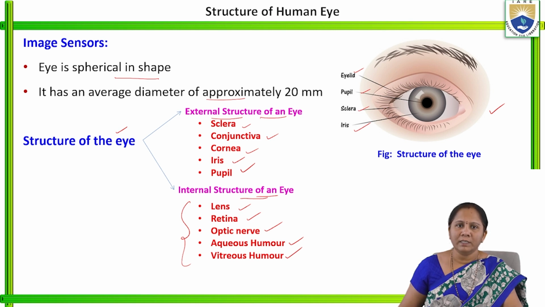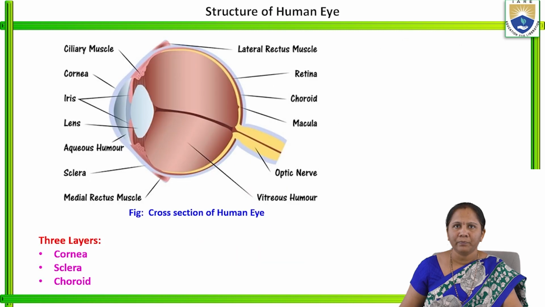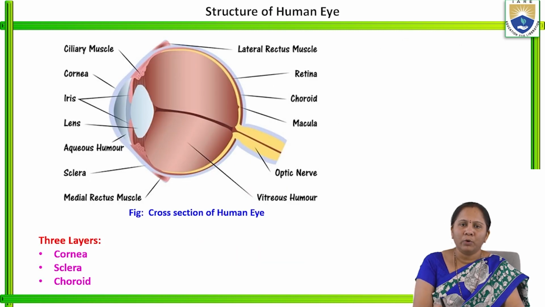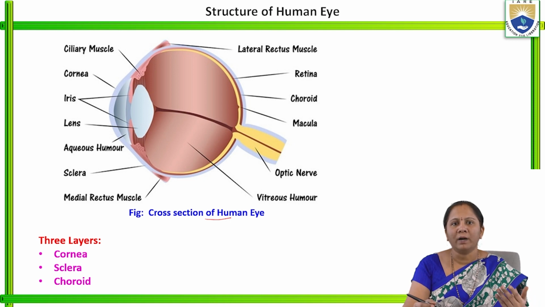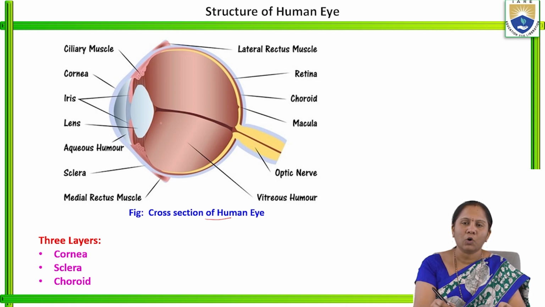Coming to the detailed discussion about all these parts and their functions, we need to learn about the cross section of the human eye. This is the cross-sectional structure of the human eye. Whatever internal and external parts we discussed in the previous slide, all these parts can be observed in this figure.